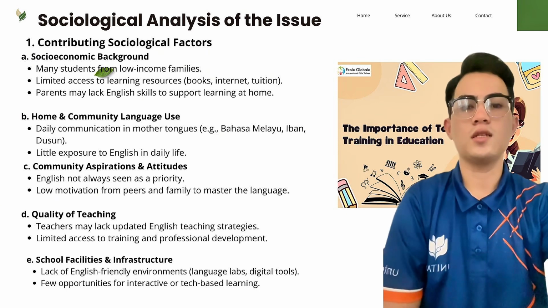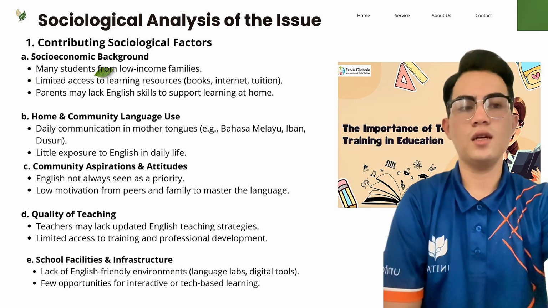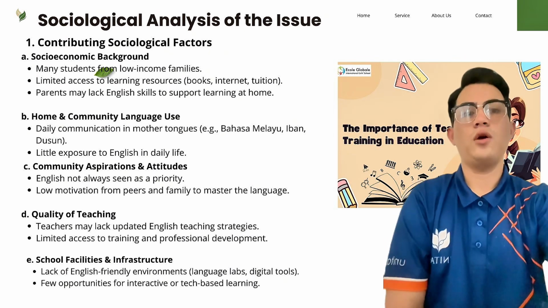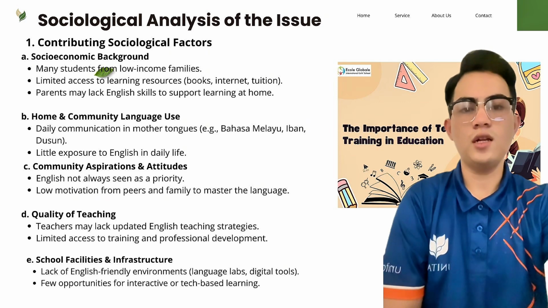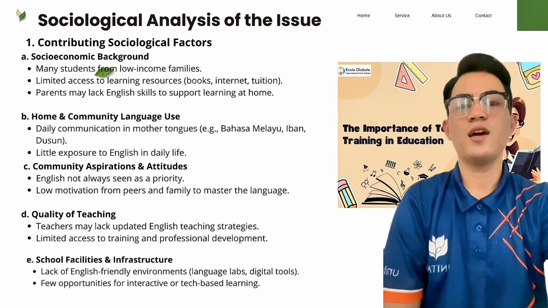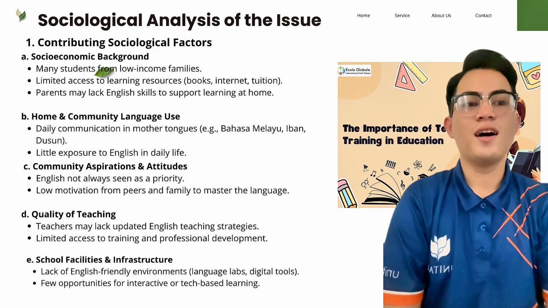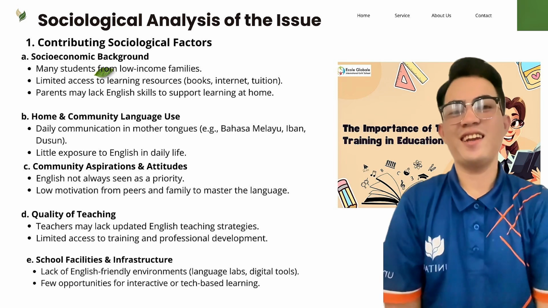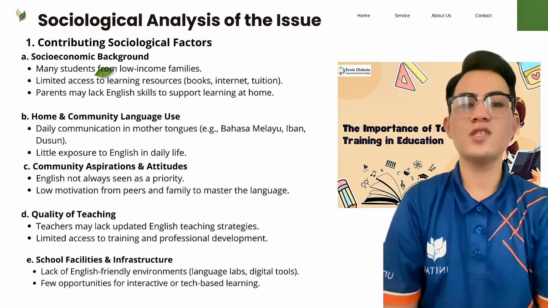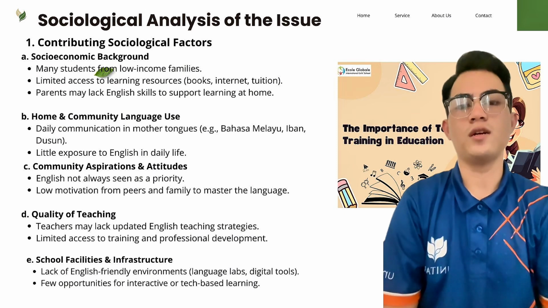The second point is that the language used daily at home and in the community is mostly the mother tongue. This reduces students' exposure to English in natural, everyday settings. Thirdly, from the community perspective, as you know, English is sometimes not seen as important when students don't see the connection between learning English and their future. Their motivation is not improved quickly.